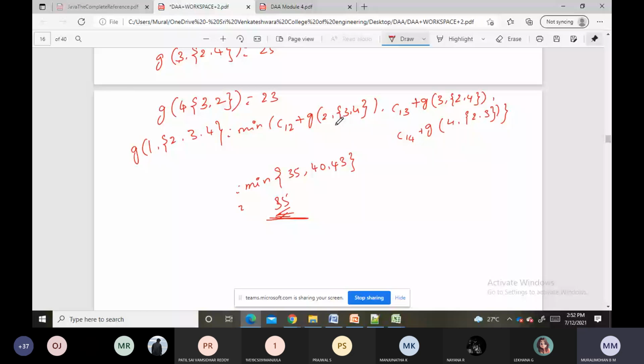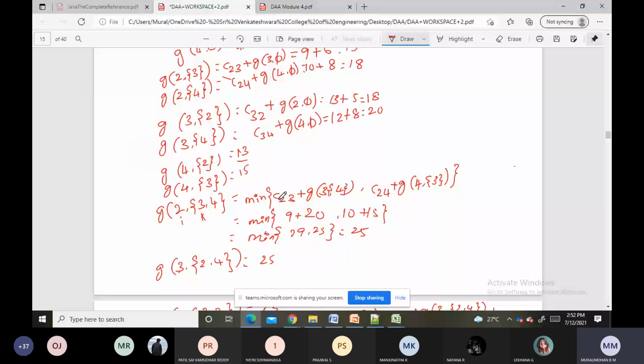So minimum is 25. 25 means this one. 2 to 4 we are going. Next 4 to 3 we are going. Next 3 to 1 we are going. Right? So that is what you should write as the path here.